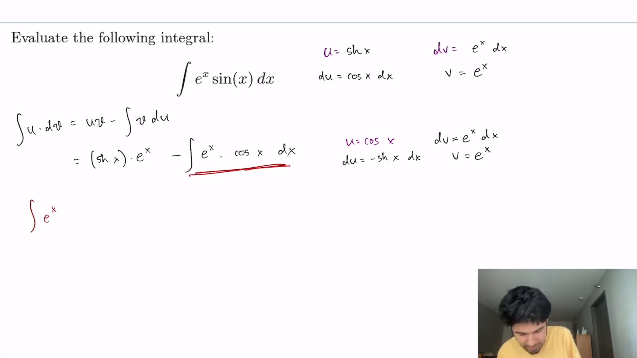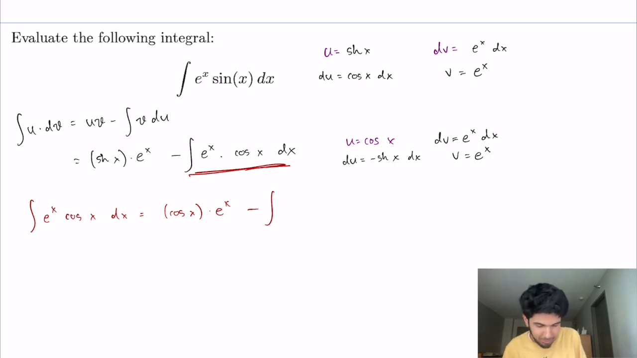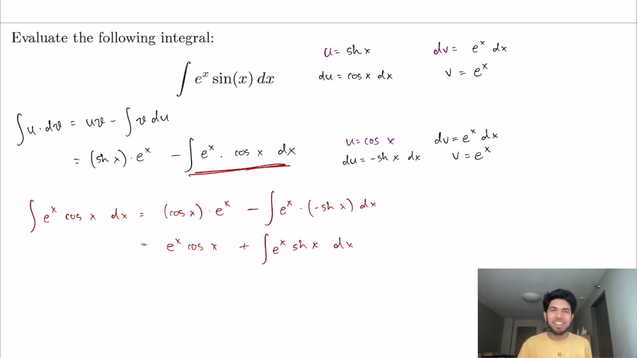So the integral of e to the x cosine of x dx is equal to u, which is cosine of x, times v, which is e to the x, minus the integral of v, which is e to the x, times du, which is negative sine of x dx. Let's clean it up a little bit. And we're here. And you're thinking, oh man, gotta do integration by parts again.